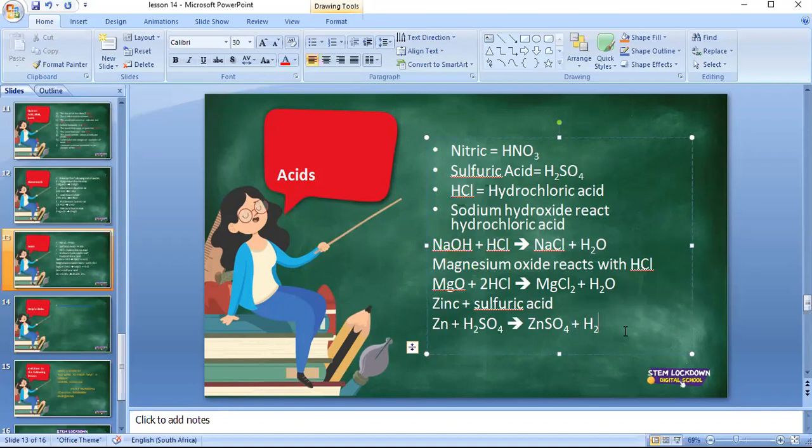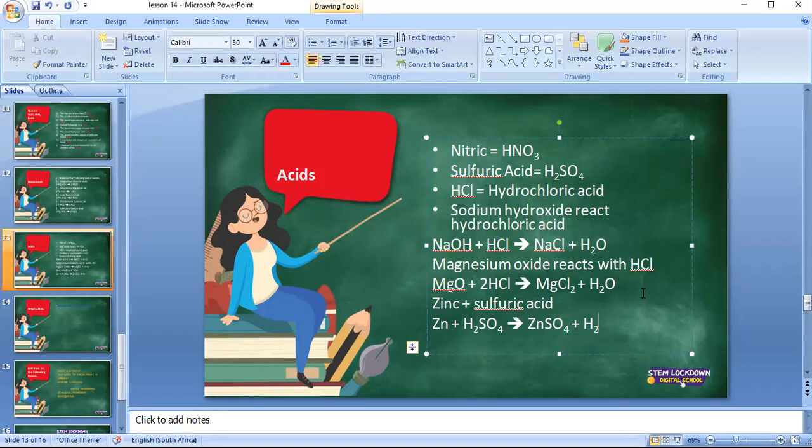Are you clear? So this is what I was telling you, grade nines. These are two similar reactions, if you're looking at them. When a hydroxide and a metal oxide react, they give us similar products. You see that we got a salt and water. But when we do a metal and an acid, we get a salt and hydrogen. Are we clear? Yes, sir.